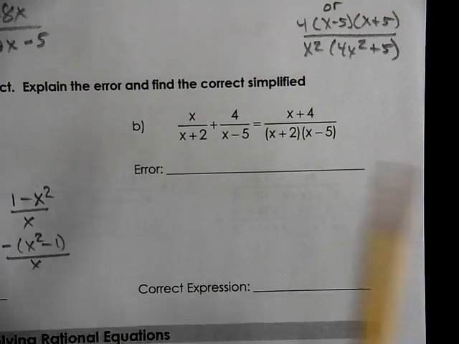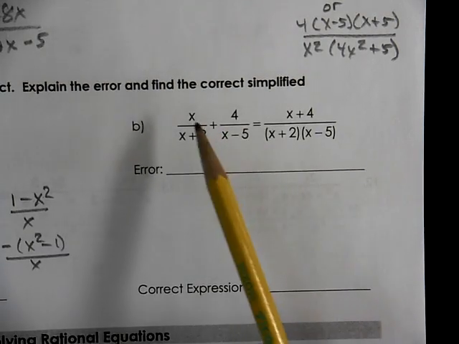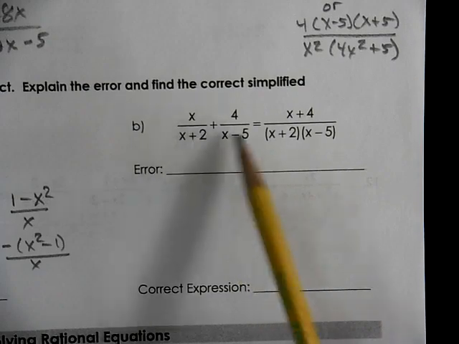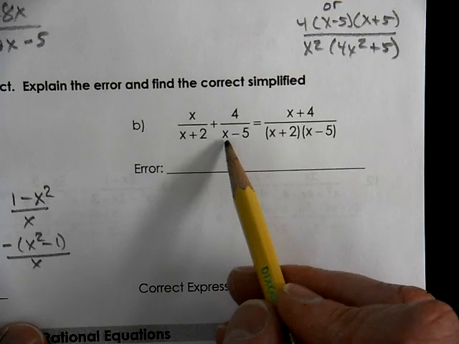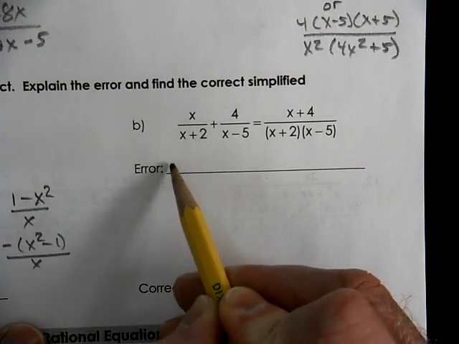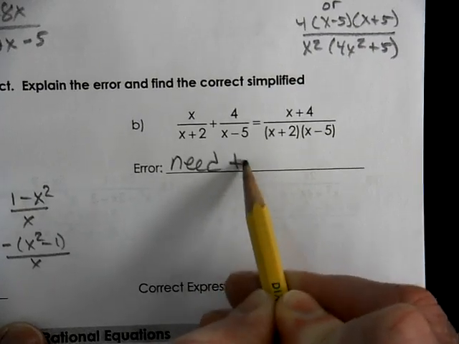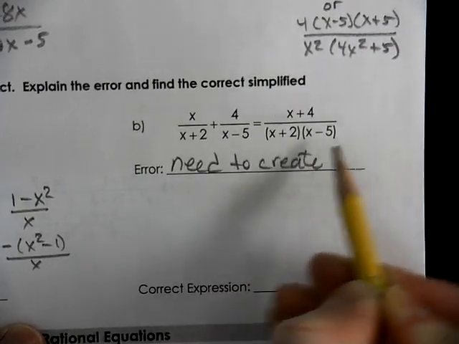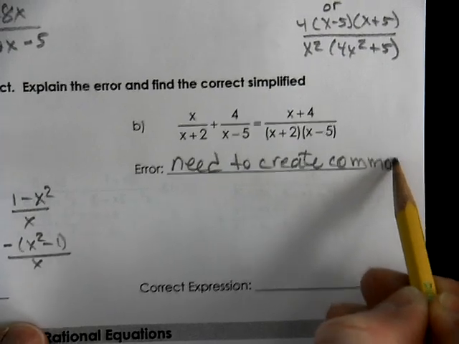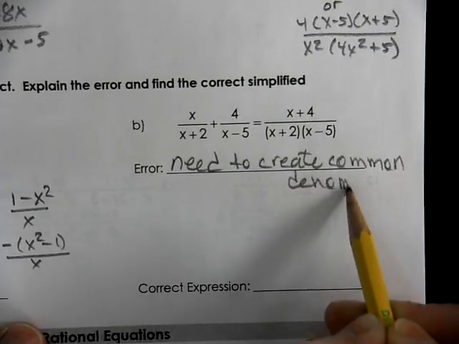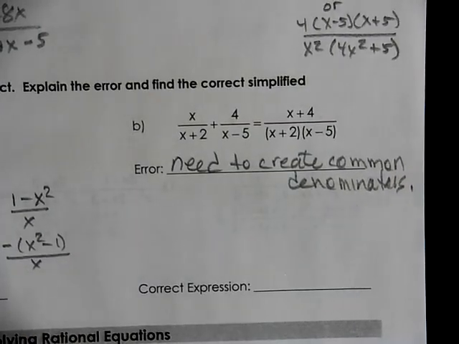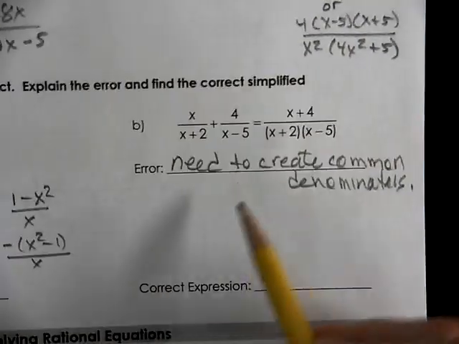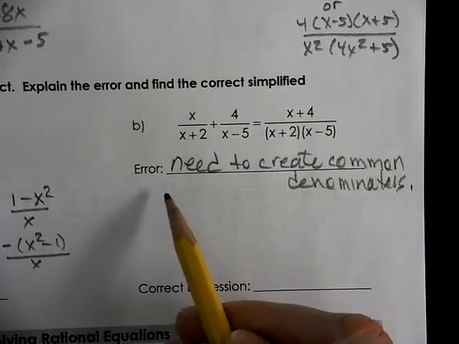Let's see what they did here. Here they just added. They added for fun. They just added the x plus 4 and they said, there's my denominators. But they need to create common denominators. All they did was write a denominator with a combination of the two. But what you would have to do is multiply both of them.